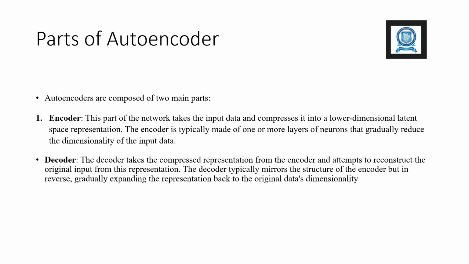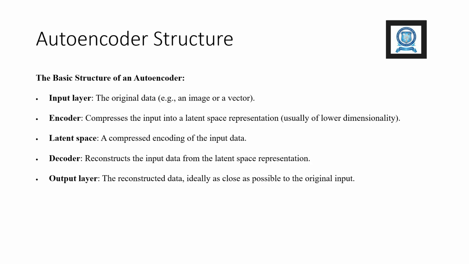Autoencoder structure. The basic structure of an autoencoder: input layer, the original data. Encoder compresses the input into a latent space representation. Latent space, a compressed encoding of the input data. Decoder reconstructs the input data from the latent space representation. Output layer, the reconstructed data, ideally as close as possible to the original input.